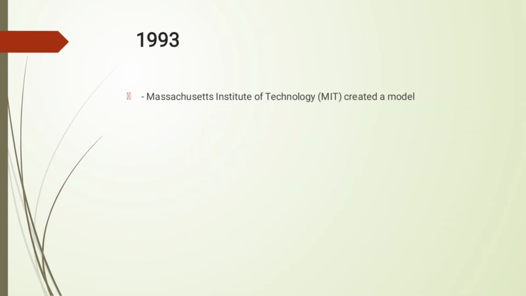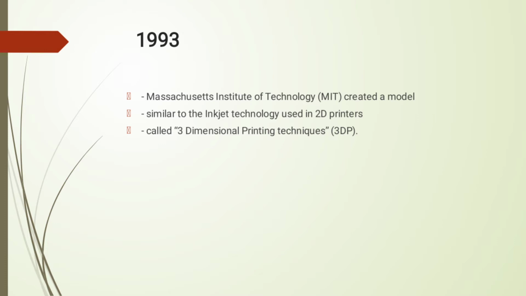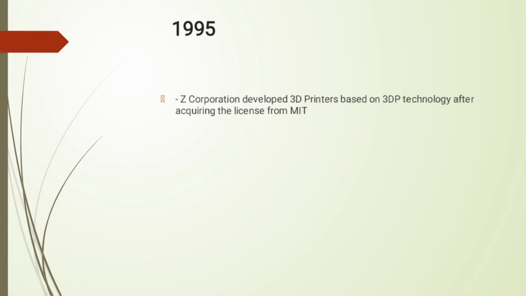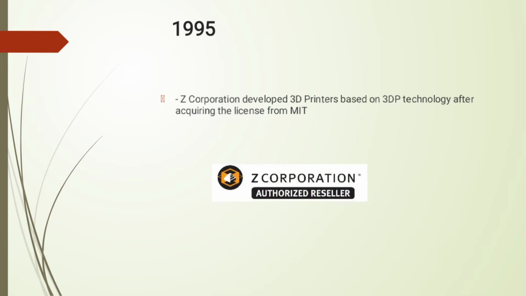1993. Massachusetts Institute of Technology created a model similar to inkjet technology used in 2D printers, called a three-dimensional printing technique. 1995. Z Corporation developed 3D printers based on 3DP technology after acquiring the license from MIT.